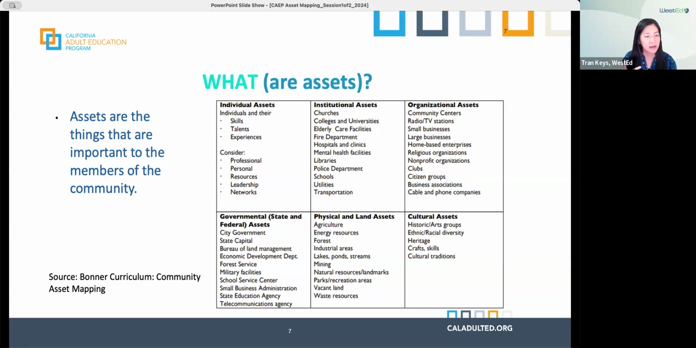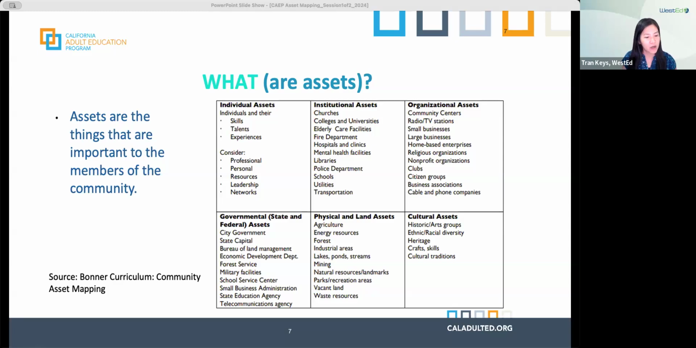When we work on asset mapping, we try to get folks to put it in buckets. It's easier to think of it in categories. So in this list, you'll see categories of individual assets. You'll see institutional assets. Of course, organizational assets is a big one. And those of us who work in the governmental space, whether it's local, state, or federal, we often have to think about our governmental assets. Don't disregard this one, physical and land assets, like the space and the geography are parts of assets as well. And then cultural assets. So this is kind of like a little cheat sheet about what different types of assets you can imagine.